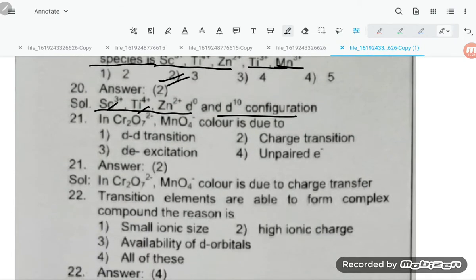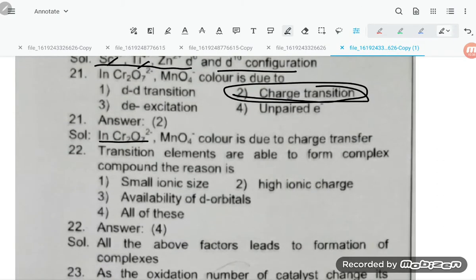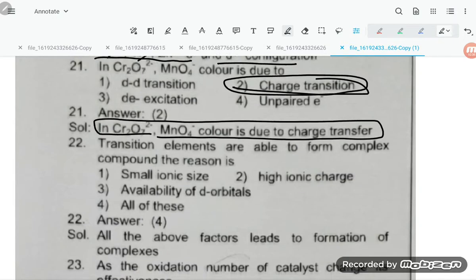In Cr2O7 2- and MnO4-, the color is not due to d-d transition but due to charge transfer, student.